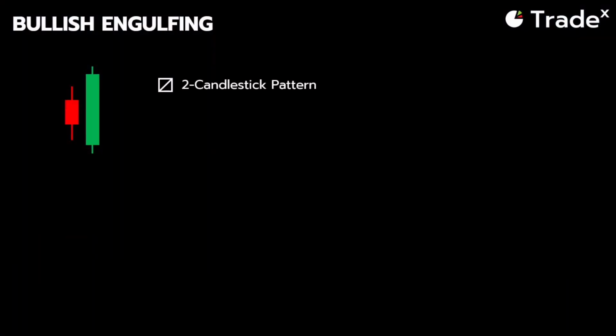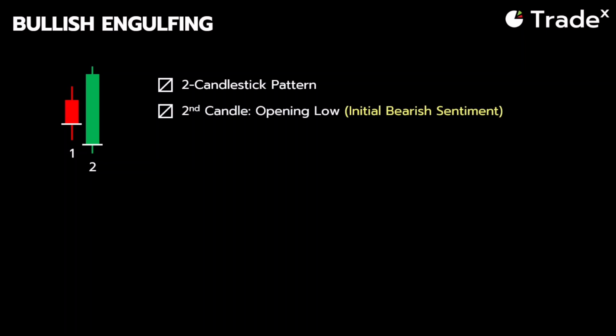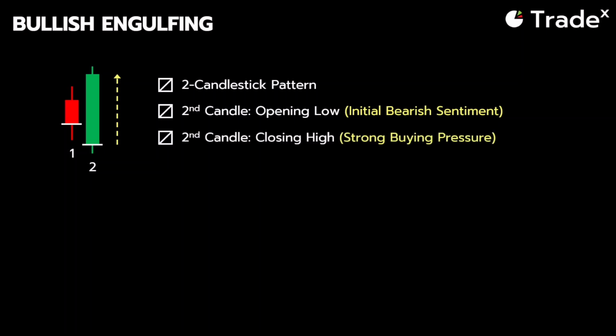It starts with a small bearish candle followed by a larger bullish candle. The second candle opens lower than the close of the first, reflecting initial bearish sentiment. However, it then completely engulfs the body of the preceding bearish candle and closes above its high. This pattern indicates a strong shift in momentum, with buying pressure overcoming the previous selling pressure and signaling a potential reversal from a downtrend to an uptrend.